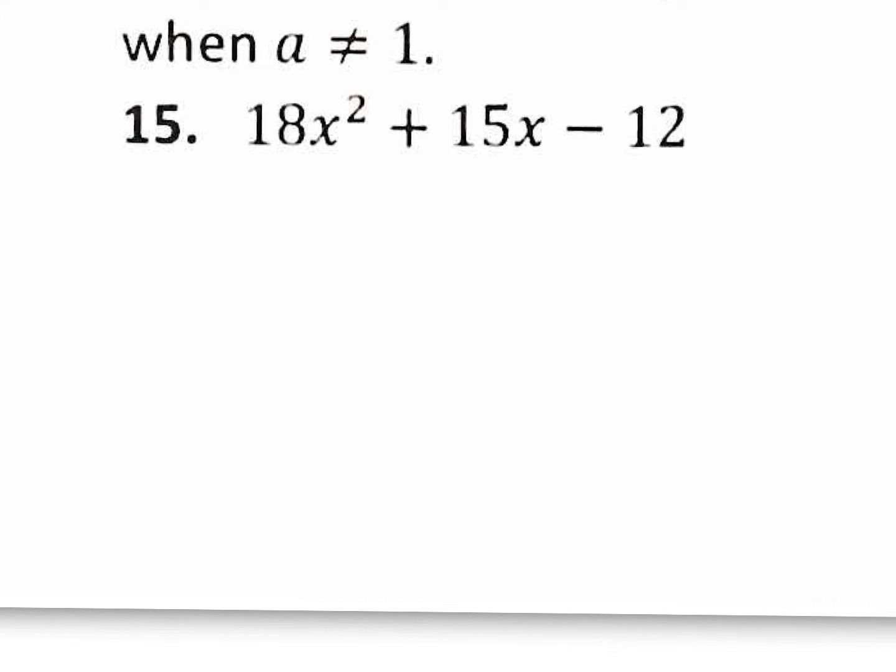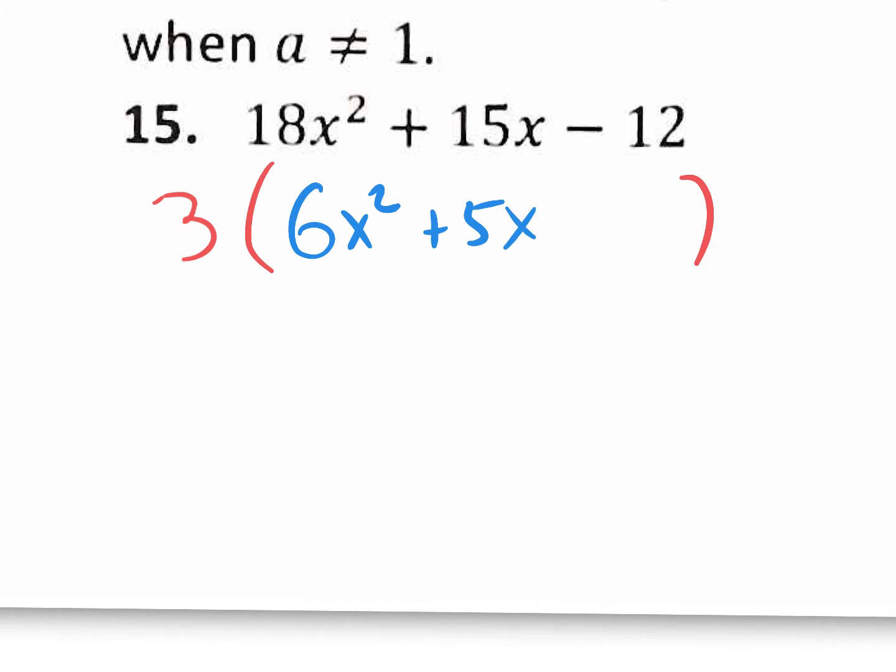What's the very first type of factoring that we should try? Very first type of factoring we learned? GCF. So what is the GCF on number 15? You pull out a 3, right? And you can't pull out any x's, so just a 3. If you do pull out a 3, you're going to end up with a 6x squared, a plus 5x, and a minus 4.